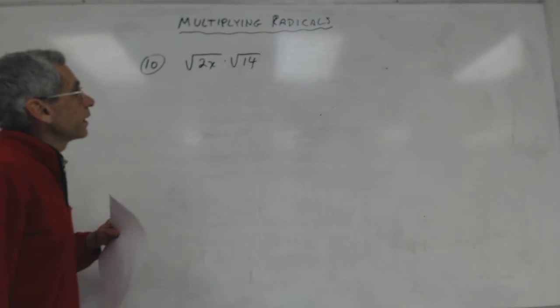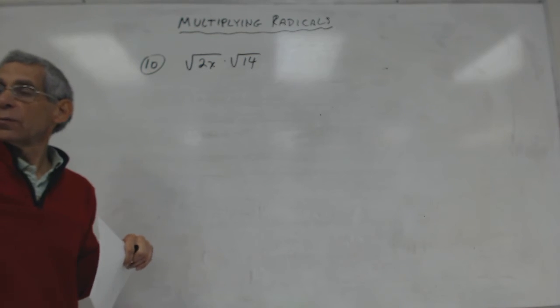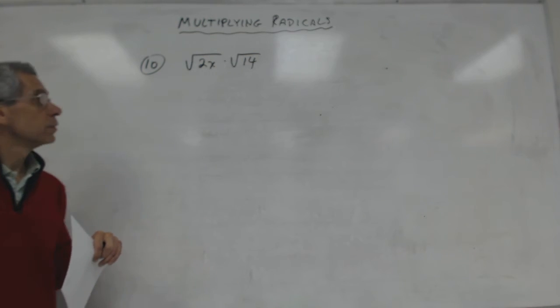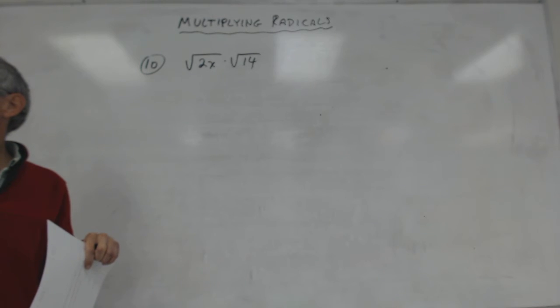Okay, so let's think about this for a second. 7 and 2, spicy meat. So that equals the square root of 14. Change that to the square root of 7 times the square root of 2.